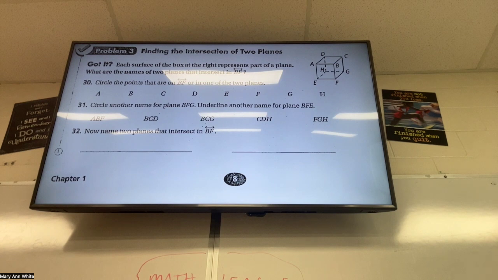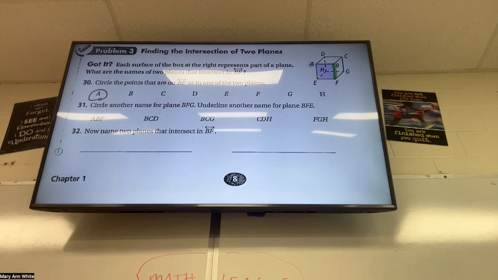First thing it says, circle all the points that are on line BF or in one of the two planes, okay? So here's BF. Is point A either on line BF or on one of the planes that touches BF? Yeah. It's on this plane right here, right? The one to the left of BF. So I see A right there. So A works. A is good.